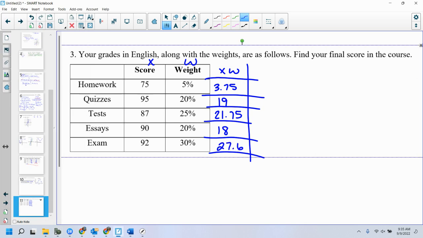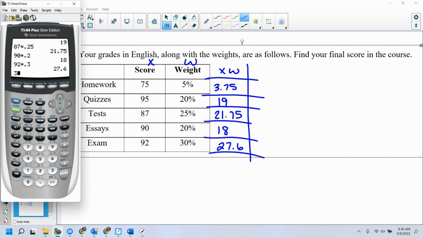Now, the formula says sum of the XW's divided by sum of the W's. What's the sum of my weights? Yeah, 1, or 100%, right? So in this case, I don't need to sum those up. If I was doing a 4-point GPA scale, like a weighted GPA, then I would have to sum that up because it would probably be out of 4. But for our purposes here, we don't have to, because we're getting out of 100, or 1 in this case. So I'm going to add all these up.